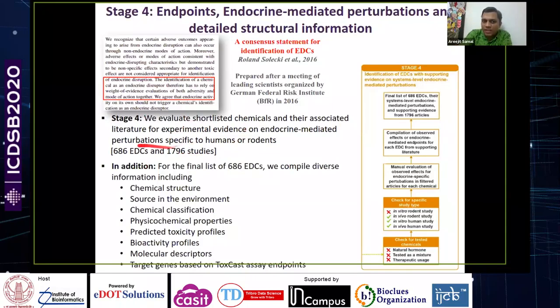I don't have details to show here due to lack of time. But we finally found sufficient evidence for 686 chemicals, which we call EDCs, based on 1,796 published studies. Since we have the structures and all, we could compile diverse information on each of these chemicals.